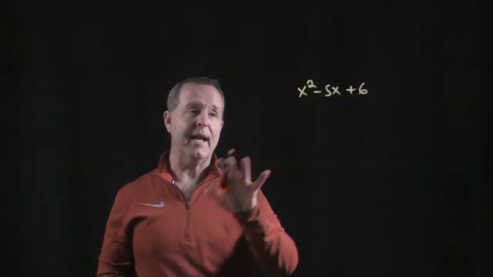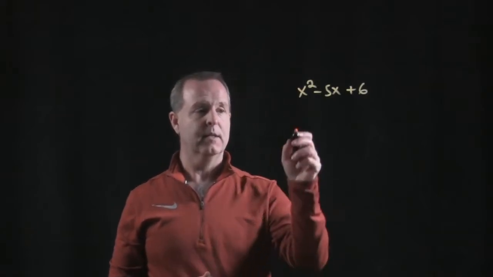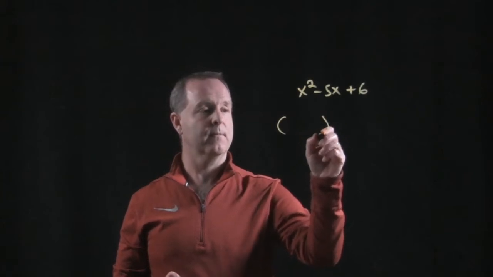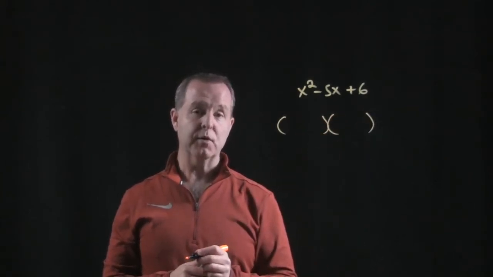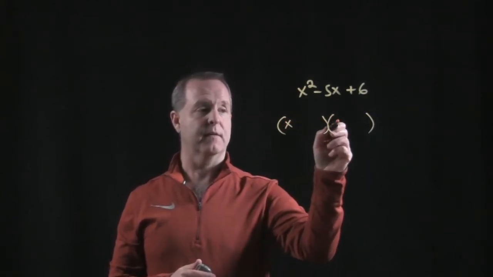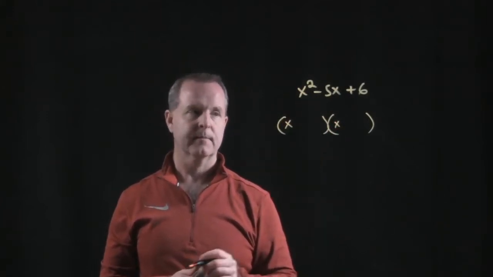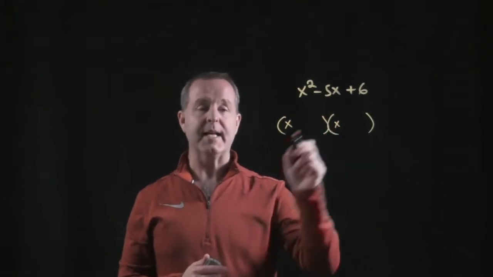So our process began when we were trying to factor a trinomial. We started out realizing this came from a product of binomials. Both those binomials started with an x in the first term because first times first produces an x squared. Now the tricky part is trying to figure out what is that second number.